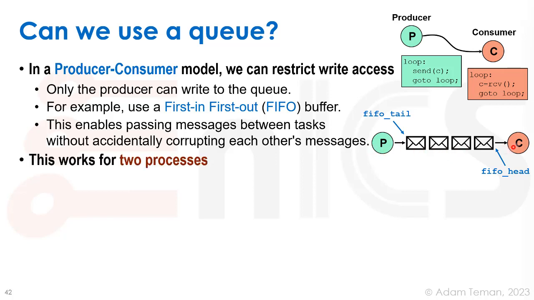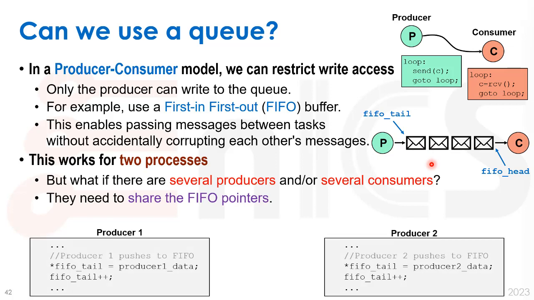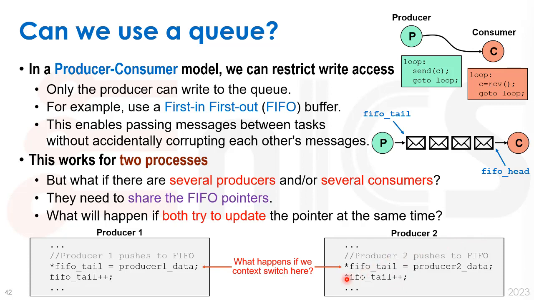And this works well for two processes, but what happens if we need several producers or several consumers to access the same queue? They need to share these FIFO pointers, and they can really be accessing the same piece of memory at the same time. And there's really a problem here, because what happens if we both want to access the same memory? For example, the first producer comes and writes his data to the tail, and then we have a context switch before he's able to increment the actual tail pointer, and then the second one will write over the data. So that's something that's really problematic.